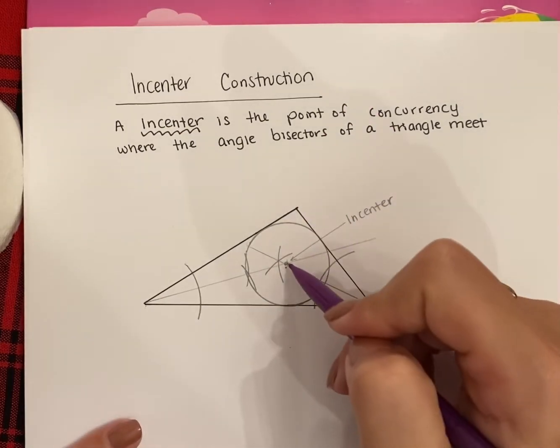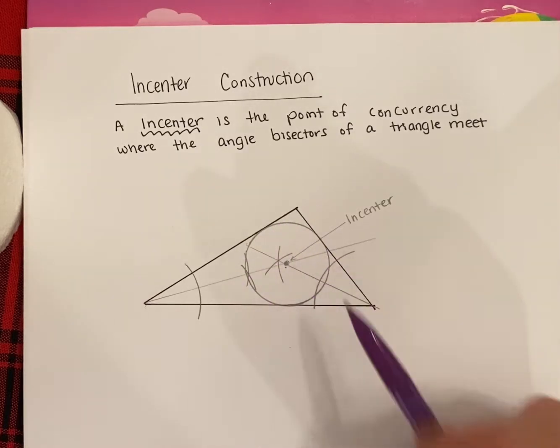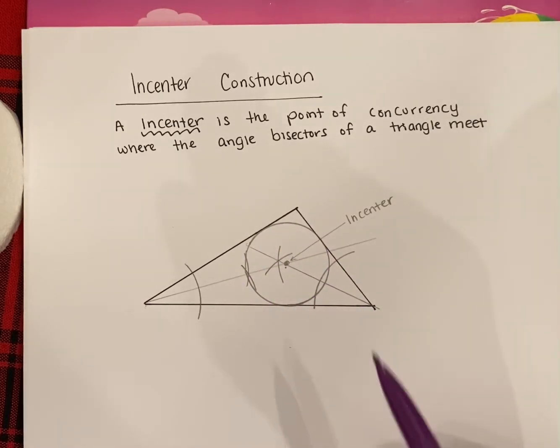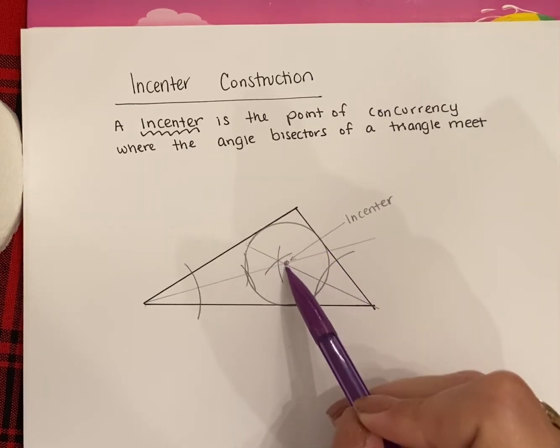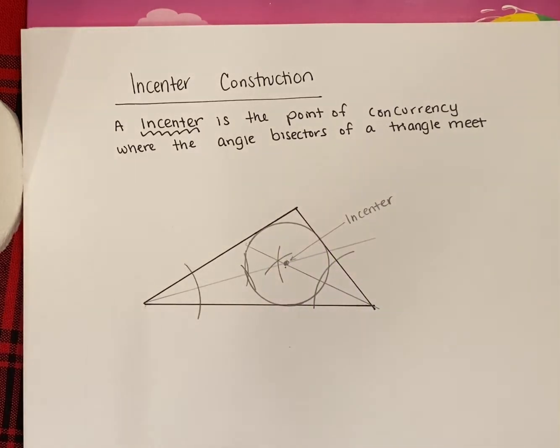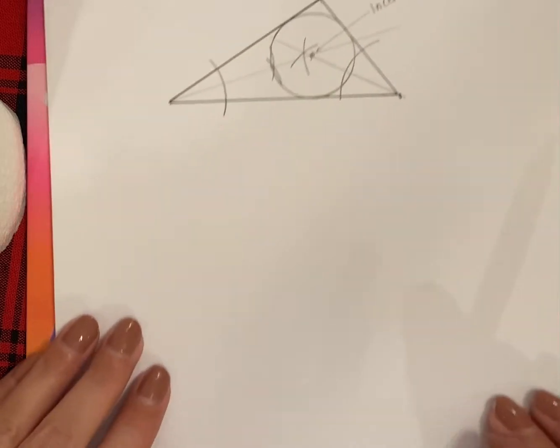So this is the incenter. The incenter constructs a circle inside my triangle, and this is the same distance from each of the closest edges of my sides, okay? So we're gonna do that same thing, but with a different kind of triangle. Let's do a right triangle. So try your best to make a right triangle.